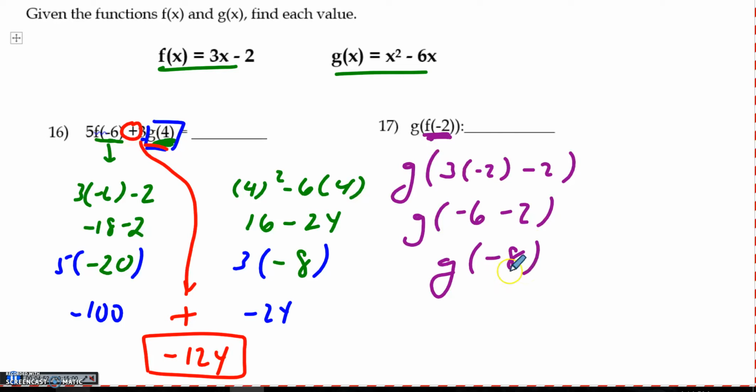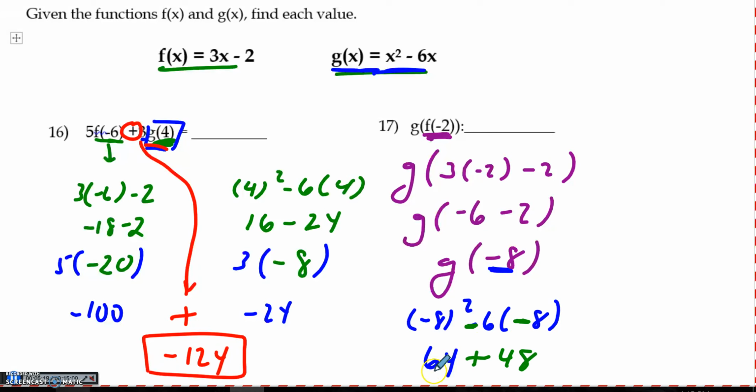Now I'm not done, because now I need to take negative 8 and plug it into my g function, wherever I see an x. So instead of x squared minus 6x, I would get negative 8 squared minus 6 times negative 8. Negative 8 squared is a positive 64. Just like the quadratic formula, I have two negatives, so that really is a plus 6 times 8, or 48. So if I add 64 and 48 together, that would be 112.